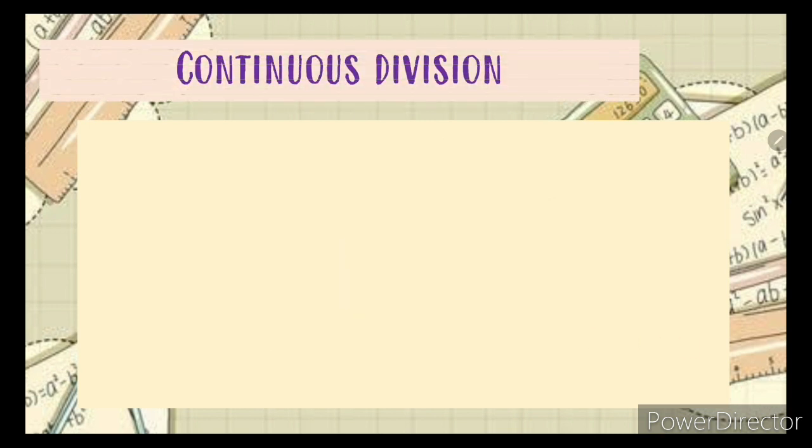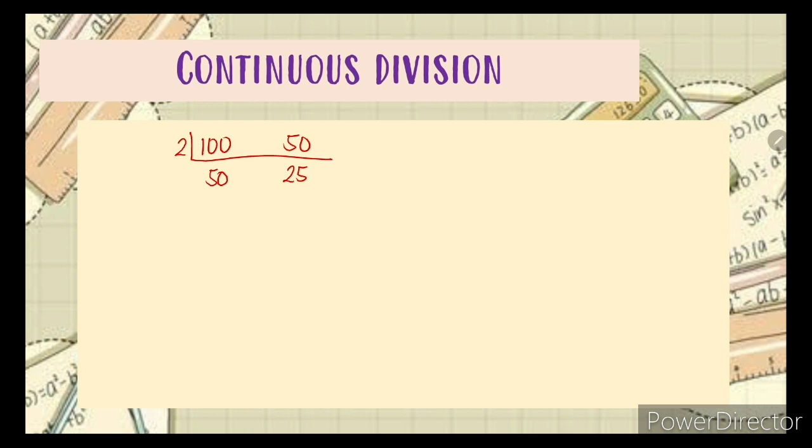Okay, another method, we have the continuous division method. Okay, another example is 150. So, sa continuous division method, i-divide natin siya sa prime number. So, sino kayang prime number ang pwede natin i-divide kay 100 saka kay 50? So, pwede natin siyang i-divide kay 2. 100 divided by 2 is equal to 50. 50 divided by 2 is equal to 25.